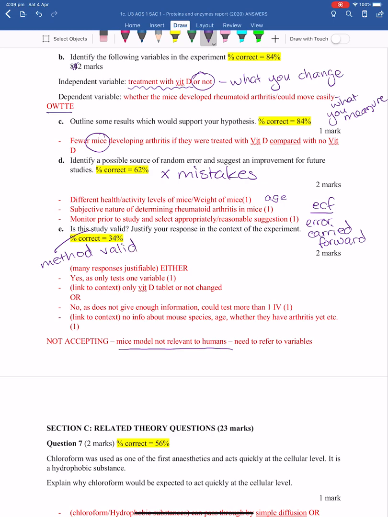And in order to identify if the method is valid, we need to identify, is there one IV only? So some people, you could justify it either way. You could tell me, yes, there's only one IV, and then you needed to link it to the context and say that was whether or not the vitamin D tablet was given or not. Or you could say, no, I don't know if it's valid because there's not enough information. And then again, you needed to link it to the context.